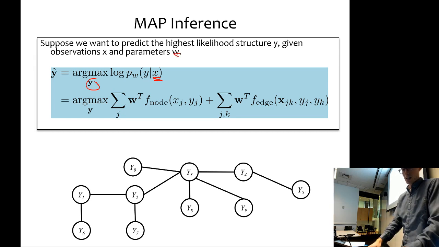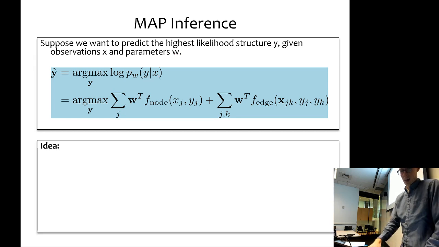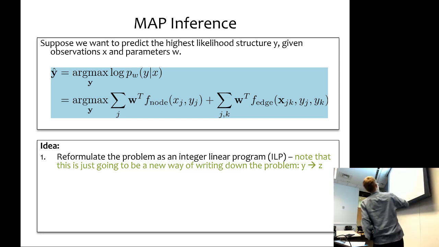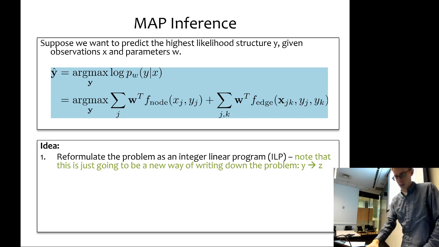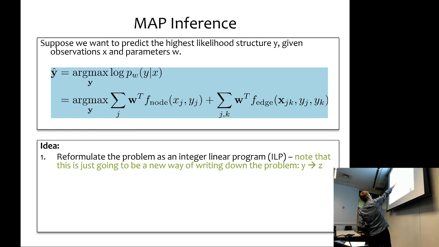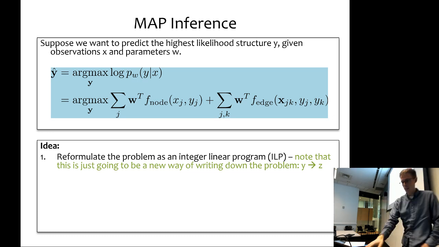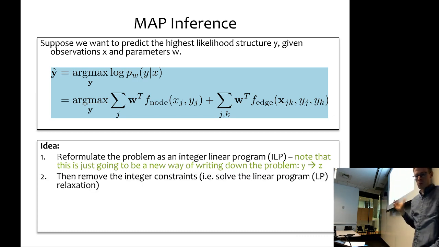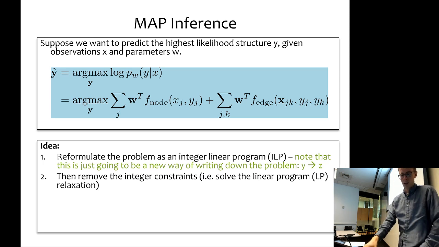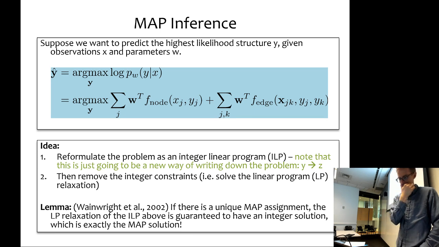Okay, and so the key idea here is that we're going to reformulate this problem as an integer linear program, and essentially for most problems this is going to be a new way of writing down the problem. And then we're going to remove the integer constraints and solve, say, a linear program, and that would give us a relaxation of it.